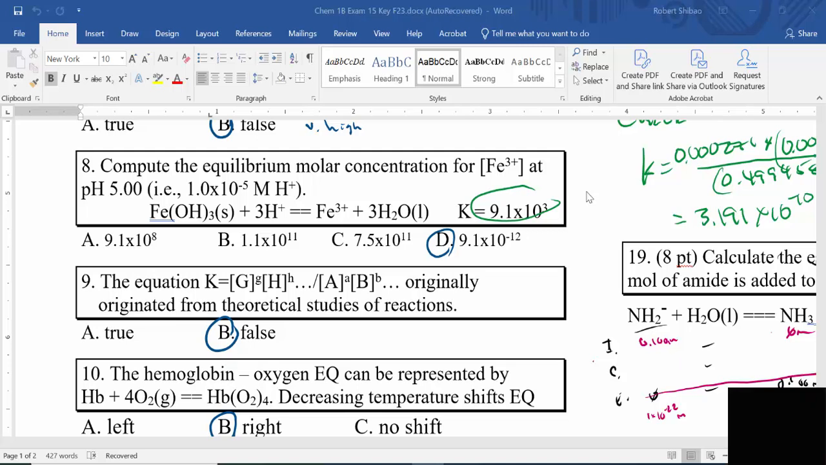Compute the equilibrium molar concentration at pH 5. We did this one in class. Do you remember? So it's just solving for one unknown. Okay. If we look at that K, 9.1 times 10 to the 3, that favors what? Product or reactant or both? Favors products. We should have a little bit of reactant left over, but primarily favors product. So that's why I circled it here. I was just looking at that number.